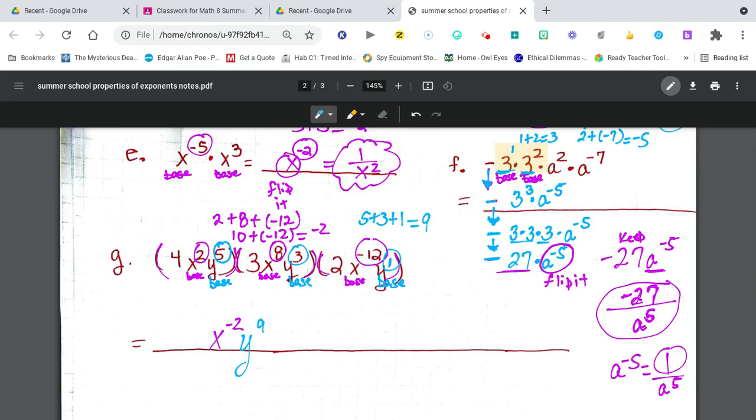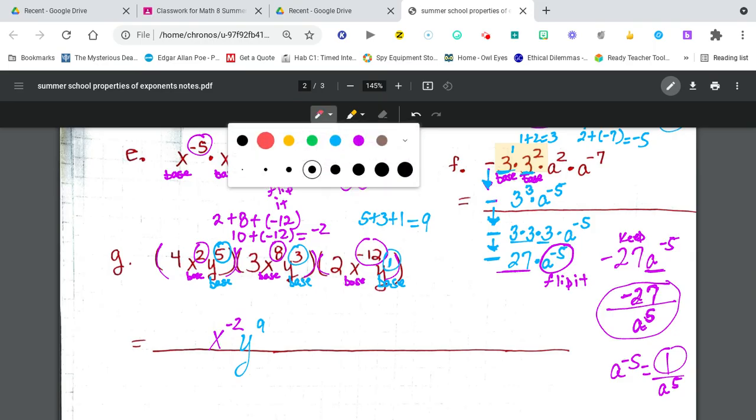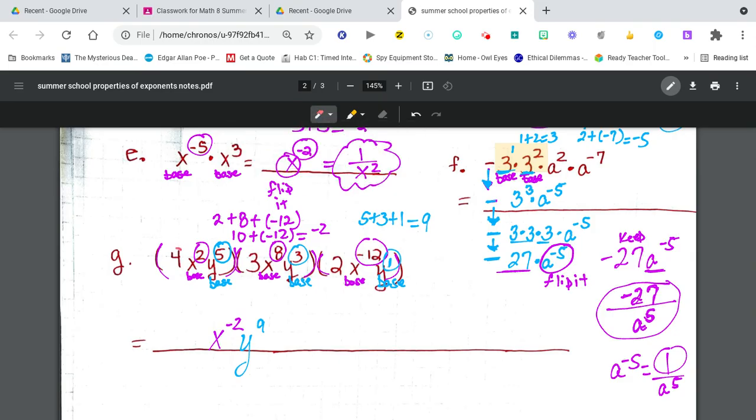Okay. Now, I know some of you are saying, well, Miss Blue, you skipped something. What do I do with the 4, the 3, and the 2? They're not exponents. So what do I do with them if they're not exponents? Well, you do what it means when you see them all mashed together. All mashed together means multiply. So what do you do with these big numbers? You multiply 4 times 3 times 2.